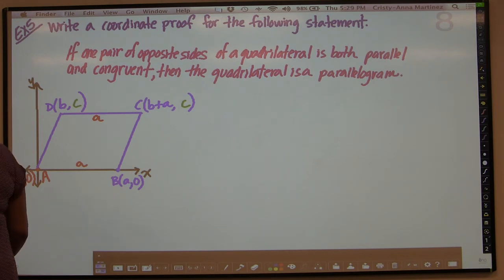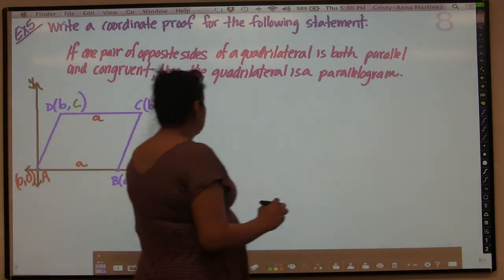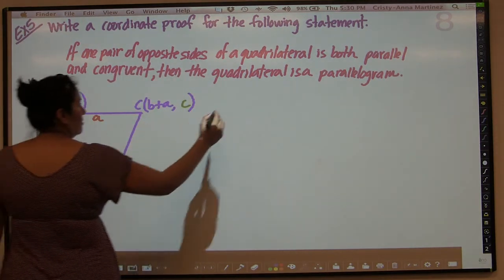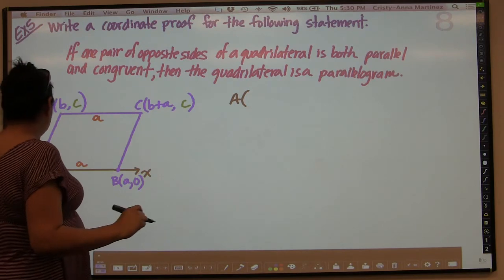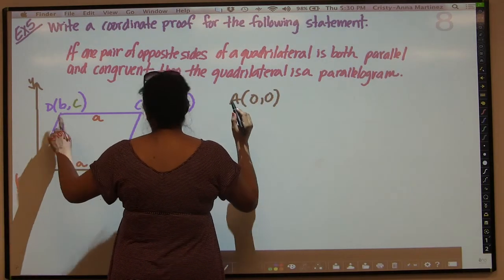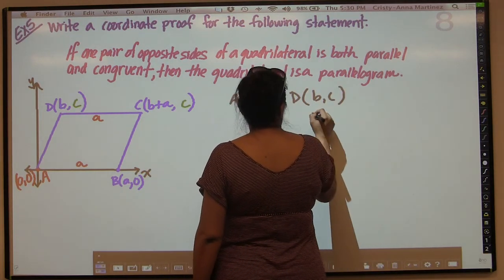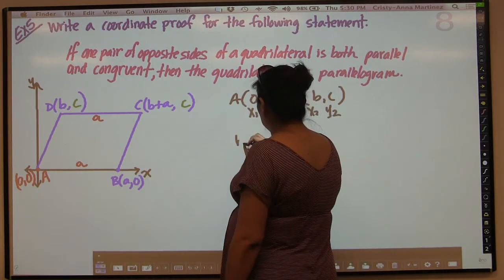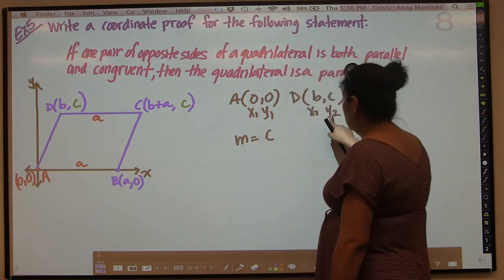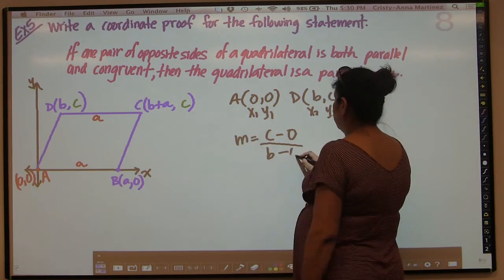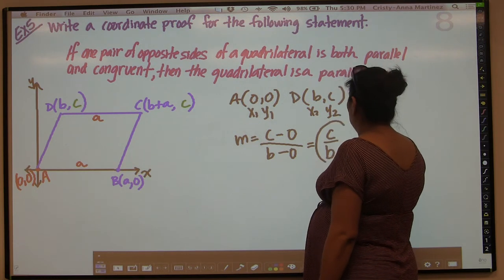So now we've done all that, we want to actually write our proof. And to write our proof, we're basically going to use the slope formula to calculate this. First we're going to do the slope of AD. And just like the previous example, the coordinates of A are 0, 0. And the coordinates of D are B and C. So I have my x1, y1, x2, y2, and my slope is going to be y2, which is C, minus y1, which is 0, divided by x2, which is B, minus x1, which is 0, and I'm going to get C over B. That is my slope for AD.